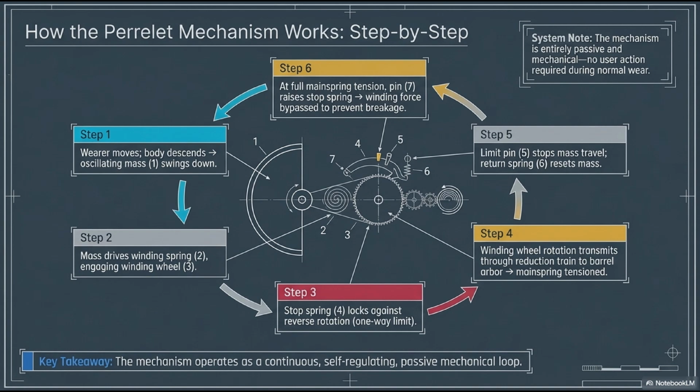In step 5, the mass eventually hits the limit pin, item 5, stopping its travel. The return spring, item 6, then takes over, pushing the mass back up to the top, ready for the next step. Finally, in step 6, if the watch reaches full tension, pin 7 raises the stop spring, bypassing the winding force to prevent breakage. It is a continuous, self-regulating, passive mechanical loop.